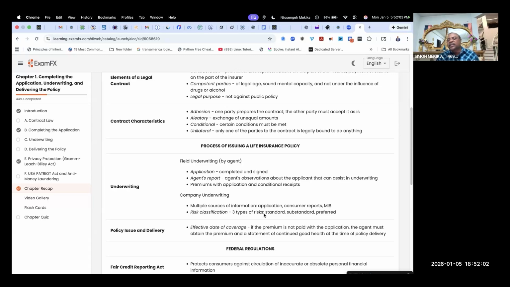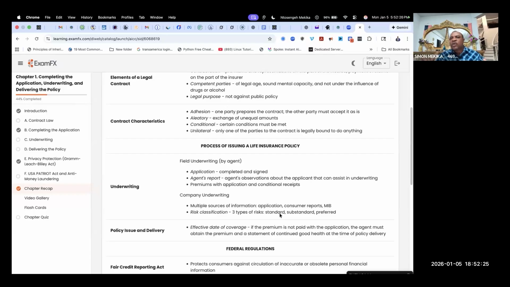Risk classification: there are three types of risk. We have standard risk. Standard is for the general public. Most people qualify for standard. Substandard are people who are a little bit compromised. And just to let you know, standard pays a little bit less premium than substandard. Substandard means you almost did not qualify for the insurance.